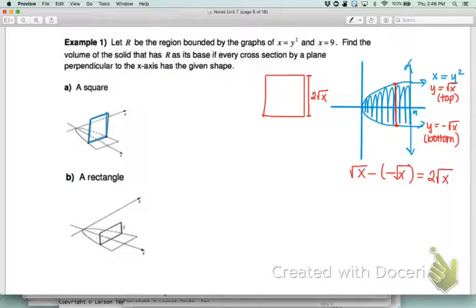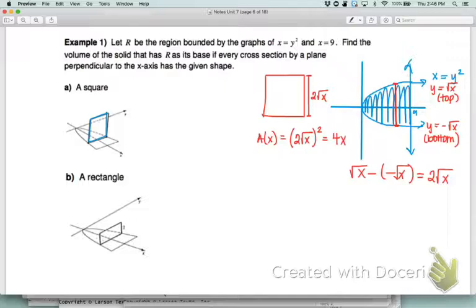Once we know what the side of that rectangle is, we can set up the area formula for this square. Now, the area of a square is going to be side squared, or base times height, but base and height are exactly the same. So this is going to be 2 times the square root of x, squared, which means square the 2 and square the square root, so we get 4x. So that is the A of x formula that we want to integrate.